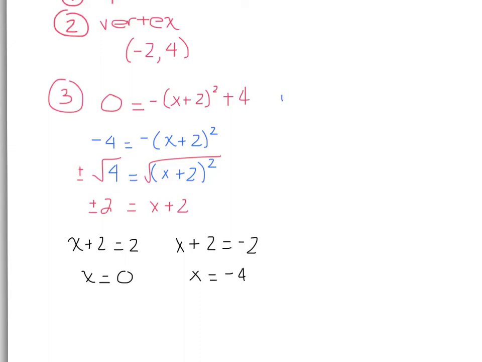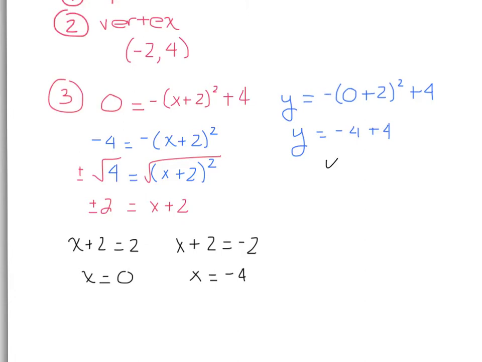So I'm going to go back here and write y equals negative 0 plus 2 quantity squared plus 4. Then we're going to simplify that. So 2 squared, that's 4, but I have a negative, so that's going to give me negative 4 plus 4 because my negative is on the outside of the parentheses here.